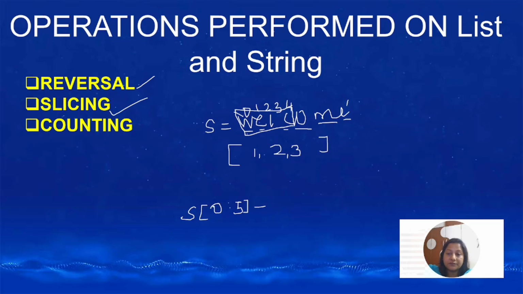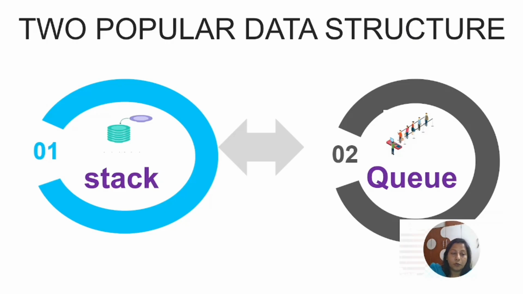Slicing also we had discussed, positive slicing, and also negative indexing. And we can do the slicing on a list in the same method, right? And next one is counting. You can count how many elements are present in the list as well as the string. So these are the operations you can perform on list, string, tuple, everything. Clear? Now, as I told you, there are two popular data structures.